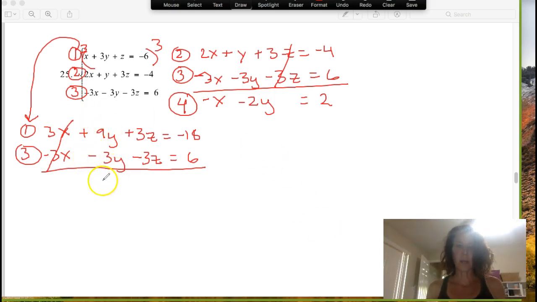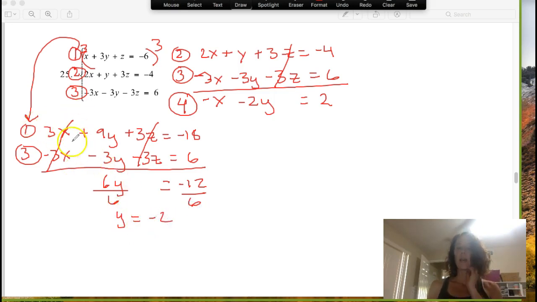So 9y minus 3y gives me 6y. And then the z's also fall out. And this is going to equal negative 12. Then I'm going to divide both sides by 6. And that will give me y equals negative 2.